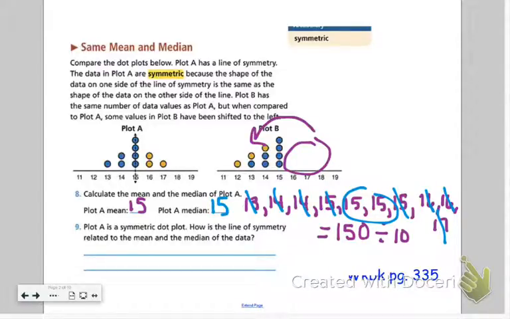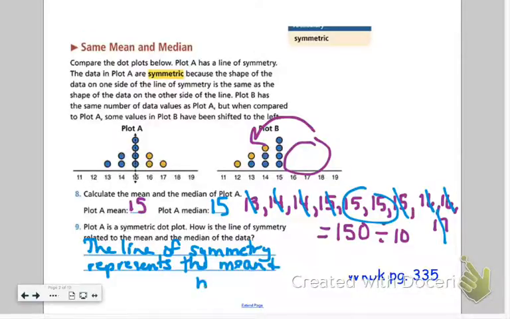Now for number 9, plot A is a symmetric dot plot. How is the line of symmetry related to the mean and the median of the data? So remember, the line of symmetry went right through the middle. What set of dots did it go through? Well, it went through all the dots that represent 15. So in this case, the line of symmetry represents the mean and median. Okay?